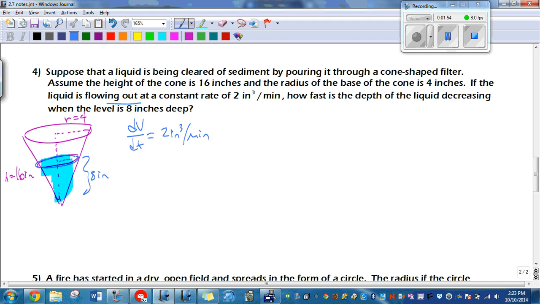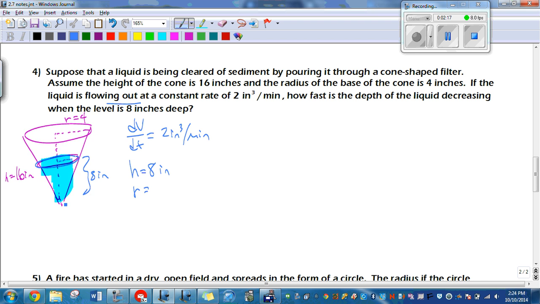And we've got the height that we're dealing with here is the 8 inches. Not the overall height of the cone, but the height of the water at that time. Now, the radius of that water is not going to be 4, but we can figure that out using a little geometry.